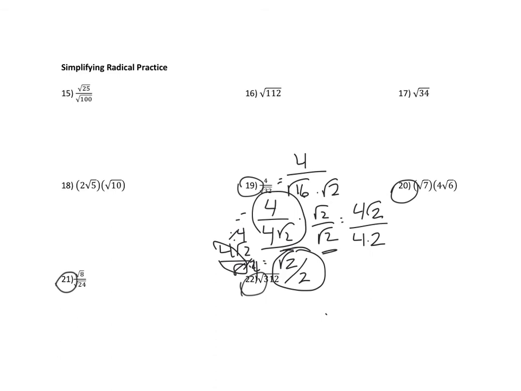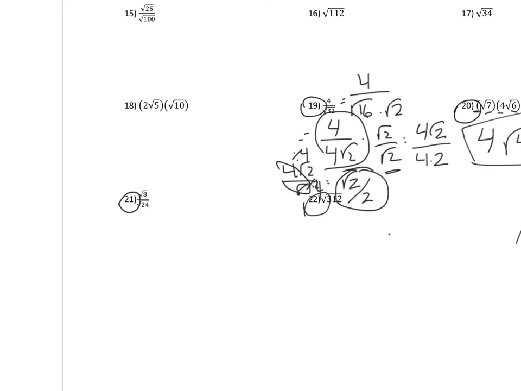Number 20. Multiply the numbers underneath the radical and the numbers outside the radical. Well, there's no numbers outside the radical besides 4, and the numbers underneath the radical are 7 times 6, which is 42. See if there's any factors of 42. Well, 42 divided by 4, nope. Divided by 9, nope. 16, I don't think so. 42 divided by 16, nope. Okay, so this is our final answer. We can't simplify anymore. Okay, number 21, square root of 8 divided by square root of 24.